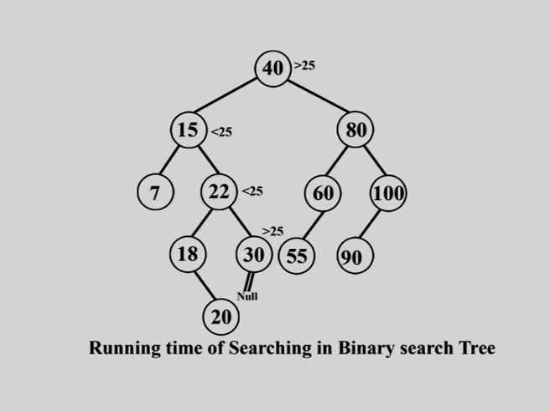Here the height of the tree is 4 because the length of the longest path from root node is 4. Here the longest path from root node is 40 to 15, 15 to 22, 22 to 18 and 18 to 20, which is of length 4. As the height of the tree increases, the running time to search the element also increases.